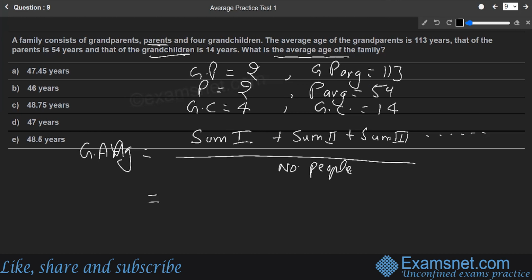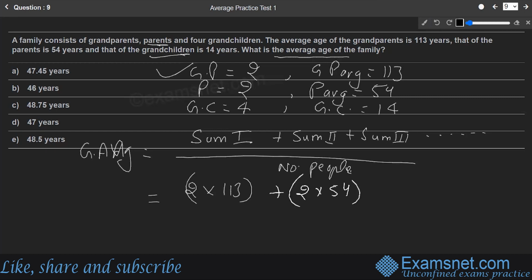Let us do it. Sum 1 is nothing but the first category's sum, that is grandparents. Two grandparents with the average of 113. So what will be the sum? 2 multiplied by the average, that is 113. So this will be the sum of the grandparents' age. Plus the second category of parents, two parents having an average age of 54. So what will be the sum? It will be 2 into 54. This will be the sum of the two parents' ages. Plus, we have the third category also where there are four grandchildren. What will be the sum? Again, it will be 4 into the average of the grandchildren, that is 14. So this is the grand total that we have, divided by how many people there are.